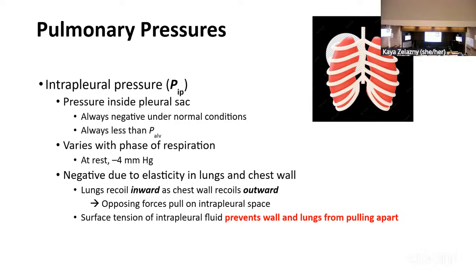when they rest, so after they expand, if they're at rest, they tend to bounce back in, but your chest recoils outward. Your chest tends to bounce back out a little bit. So we have these forces that are kind of pulling in opposite directions, and we need the surface tension of that intrapleural fluid and this kind of negative pressure to sandwich everything together, to stick everything together. So this is preventing our chest wall and the lungs from pulling away from each other.